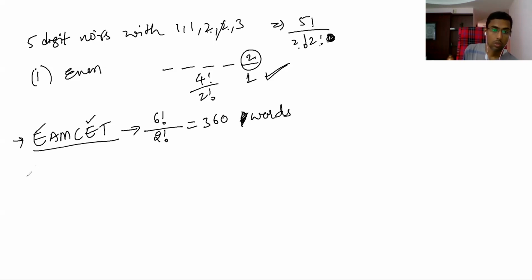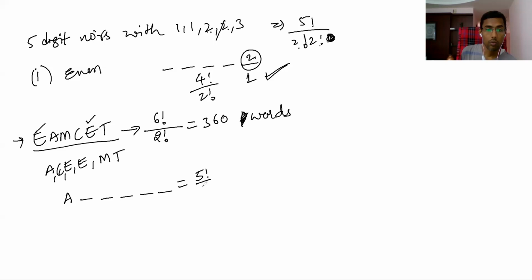It's a question now. So first you arrange the letters: A, C, E, E, M, T. So these are the 6 letters. Now if you arrange in dictionary order, the words that start with A come first. That is 5 factorial by 2 factorial.